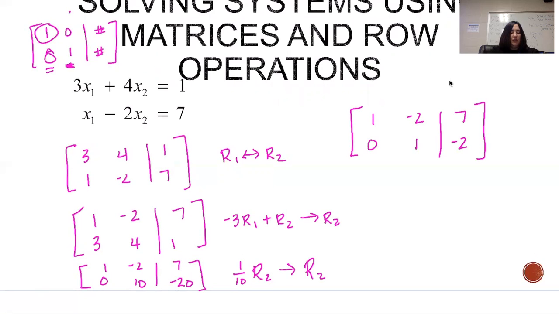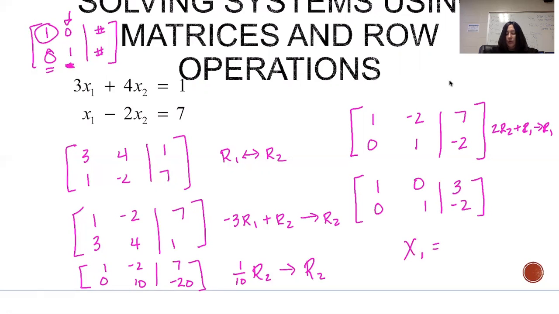Then the last one that we want to change is this top one, and this top one we want to be 0. So we're going to take row 2 times 2 and add that to row 1 and replace it in row 1. This time our bottom row is not changing, so I'm going to leave it the same. 2 times row 2, which would give me 0, plus 1 is just going to give me a 1. 2 times 1 is 2, plus negative 2 gives me that 0 that I'm looking for. 2 times negative 2 is negative 4, plus 7 gives me a 3. So that would give me my solution that x1 would be 3 and x2 would be a negative 2.